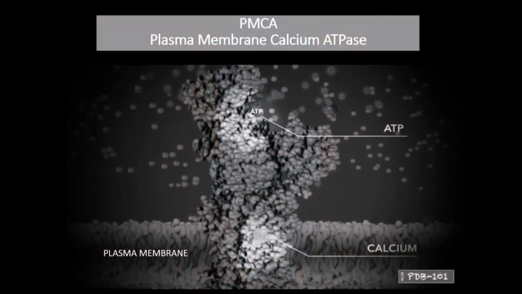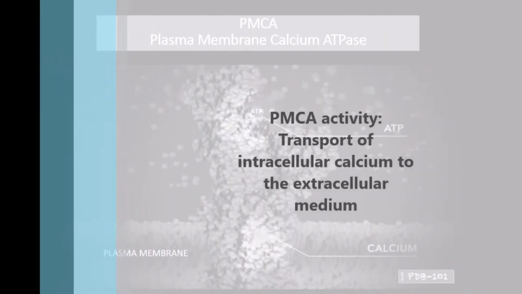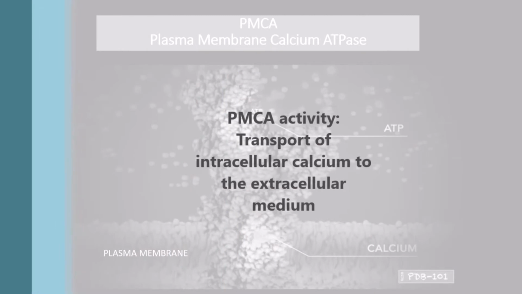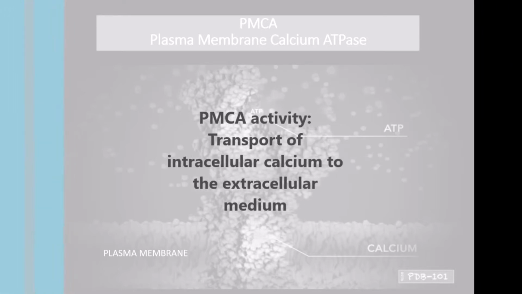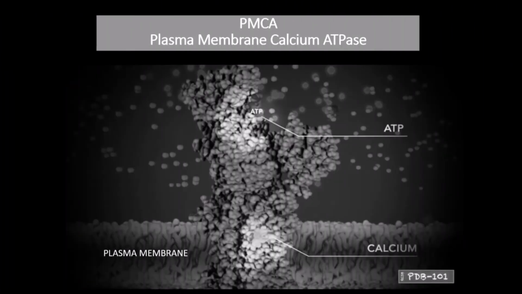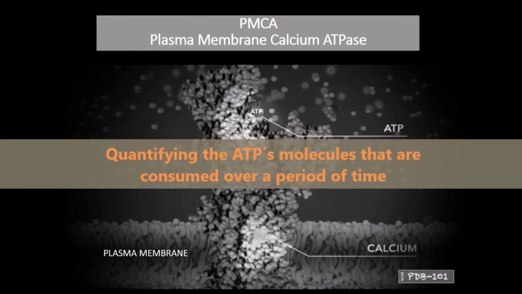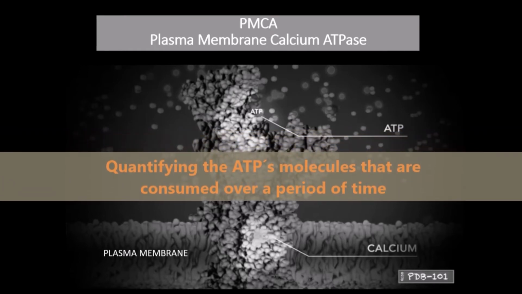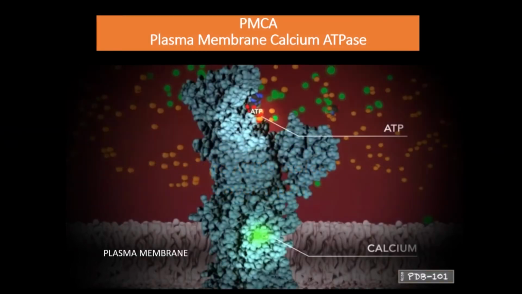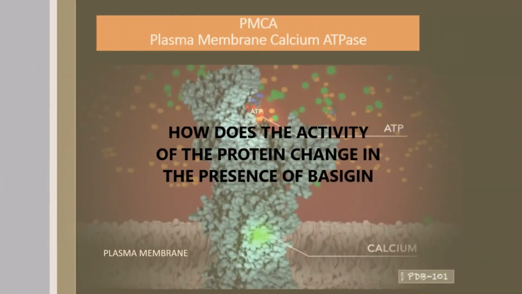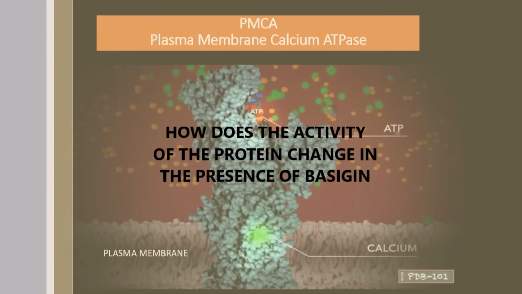So when we talk about calcium ATPase activity, is this what we are referring to? The transport of one calcium ion from the intracellular space to the extracellular medium, coupled to the hydrolysis of one molecule of ATP. So a way of measuring this activity is by quantifying the amount of ATP molecules that are consumed during a period of time. We are going to apply this to analyze how the activity of the protein changes in the presence of Vasogene.